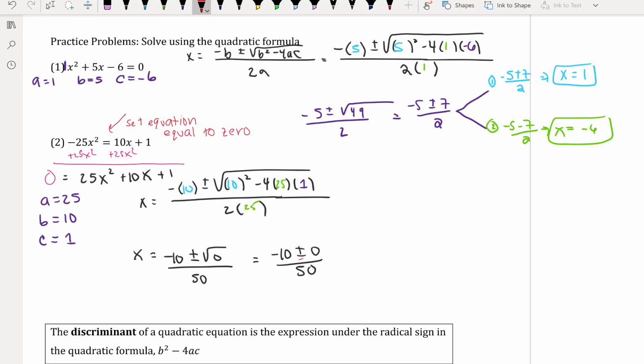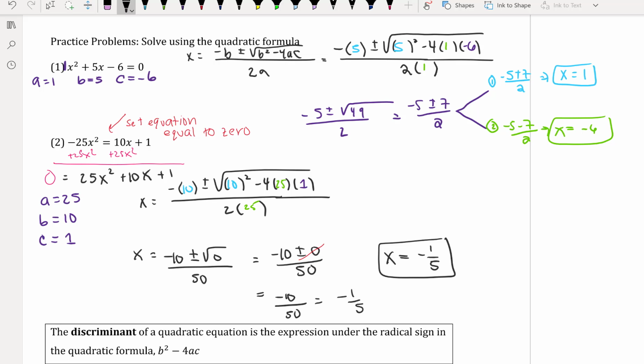That plus or minus 0 kind of goes away. You don't need that. It doesn't add or take away from my value. So I have negative 10 divided by 50, which would give me a negative 1/5. So I have that x is equal to a negative 1/5. Okay? So I'm going to have one answer. So that's kind of interesting.